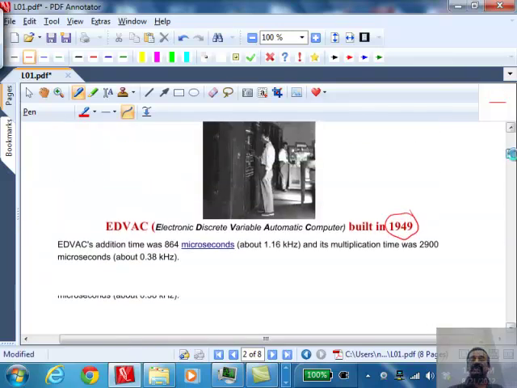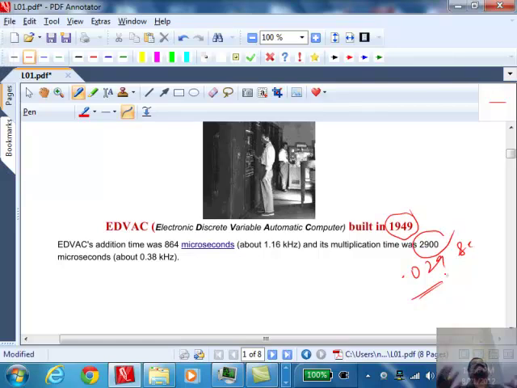And how fast did it do the calculations? It did one multiplication in 2,900 microseconds. That is 0.029 seconds, for example. One multiplication, that's still fast compared to human beings, right? What it basically means is in 1 second, maybe it can do 30 multiplications. That was the speed of the computer then. What do you think a modern computer can do? How fast can it do the calculations? Anybody guess? In 1 second, how many multiplications do you think a modern computer can do?